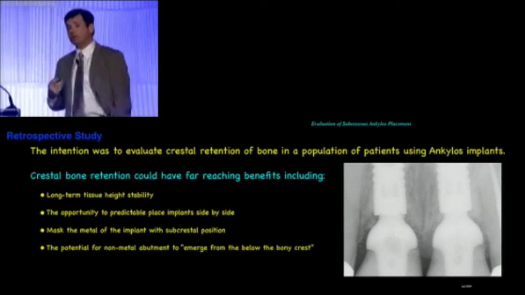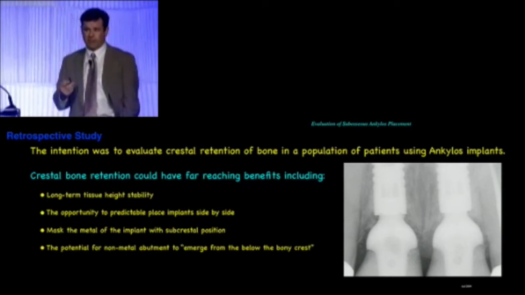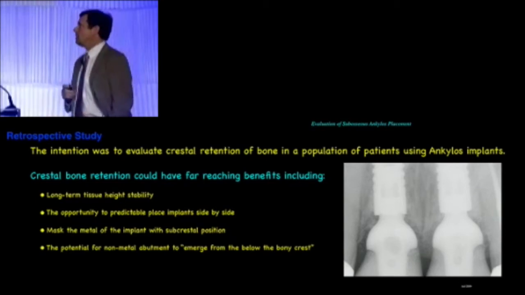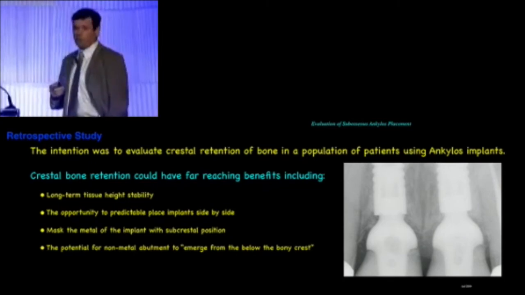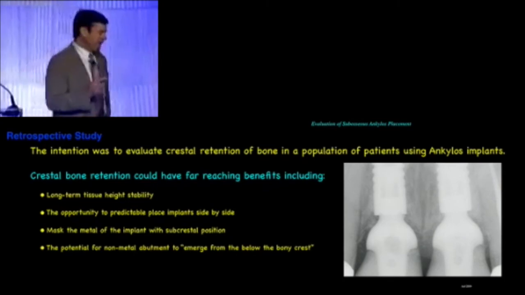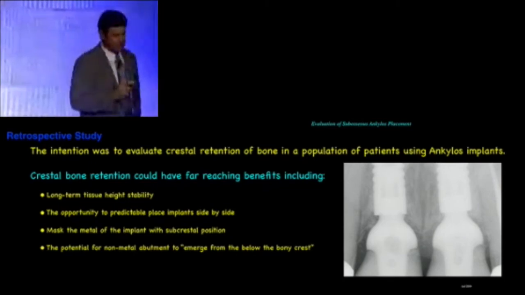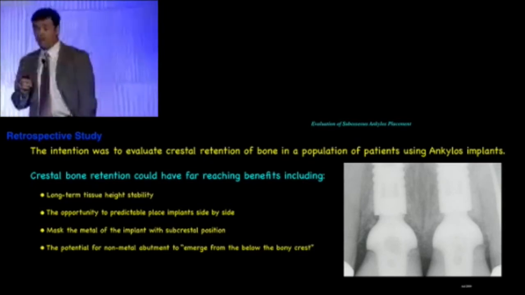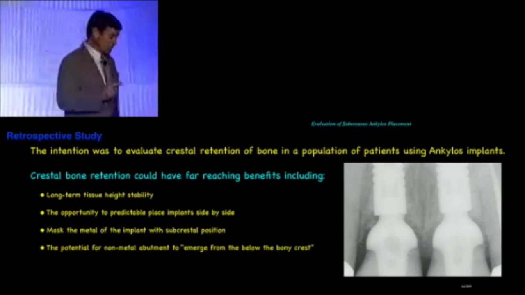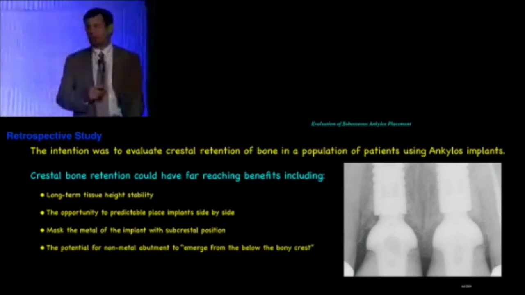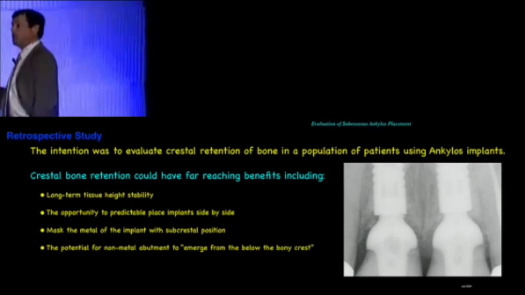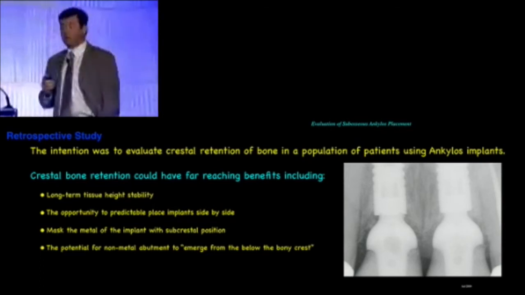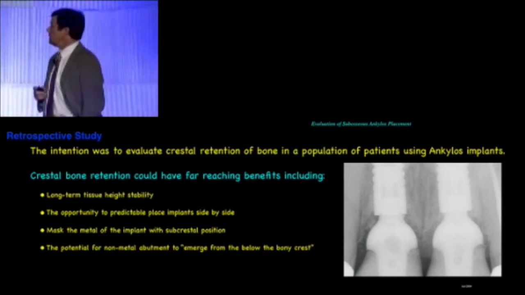Because if we were able to place a subosseous implant predictably, there are lots of benefits associated with that. We could have long-term tissue health stability, obviously. The opportunity to place implants side by side and maybe closer and more predictably than we have with any other system. We may be able to mask metal, or even better, if we're using zirconia abutments, have the opportunity to have abutments that emerge from below bone to really maximize aesthetics.